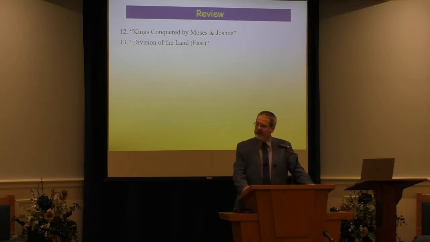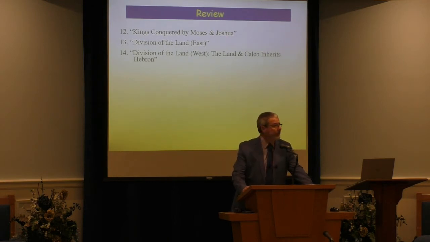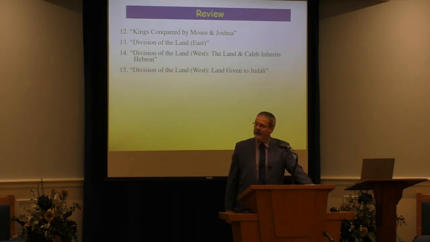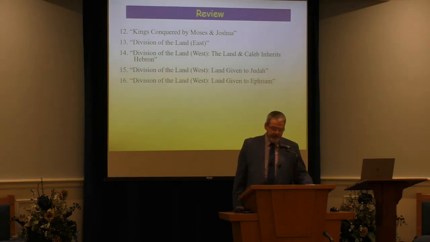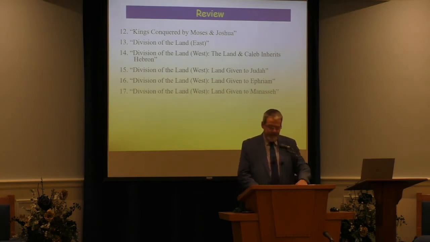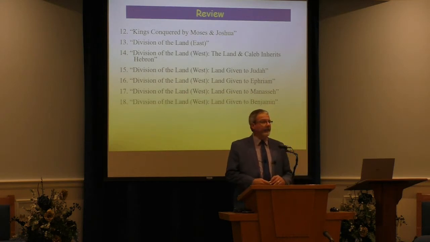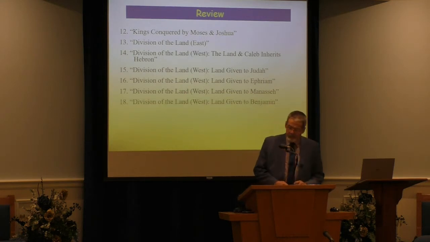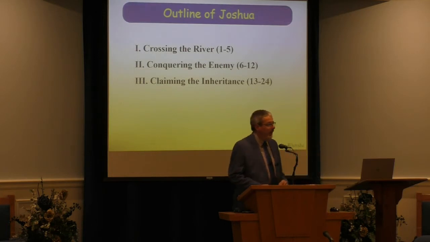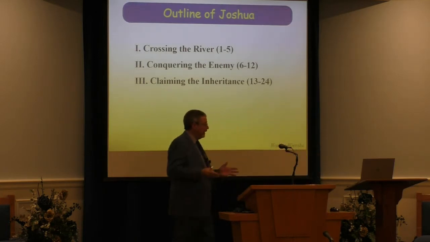In chapter 13, there was the division of the land on the east side of the Jordan River. And then there was the division of the land on the west and the land that Caleb inherits at Hebron. And then in chapter 15, we looked at the division of the land on the west, the land given to Judah. Then in 16, we had the land that was given to Ephraim, and then the land given to Manasseh in 17, and then last week, the land that was given to Benjamin. So let's see where we are going now. Those are the chapters we've covered.